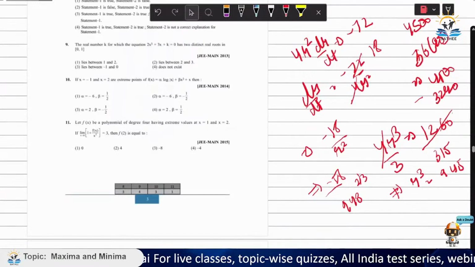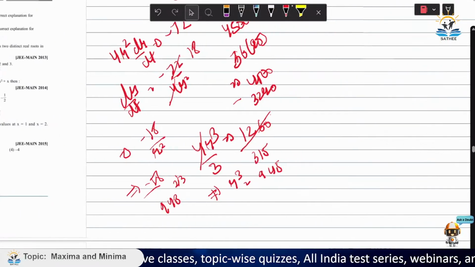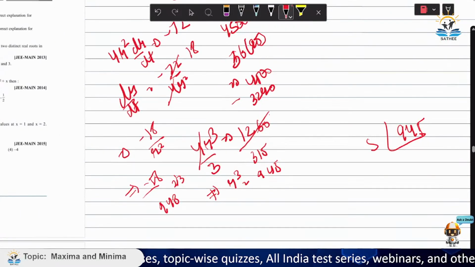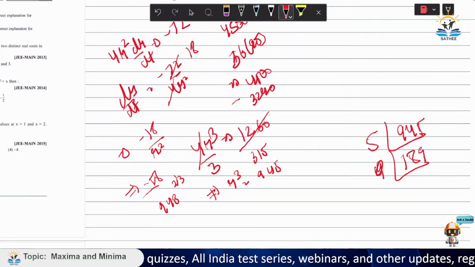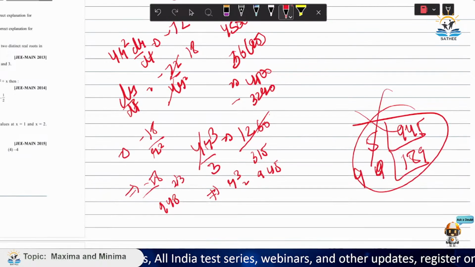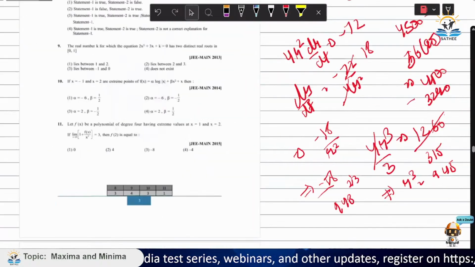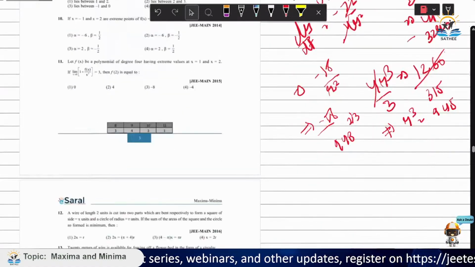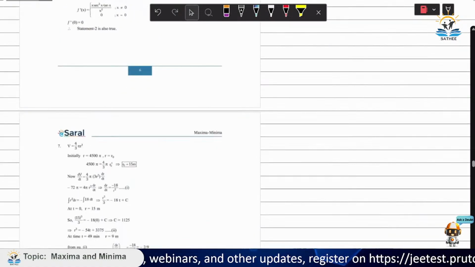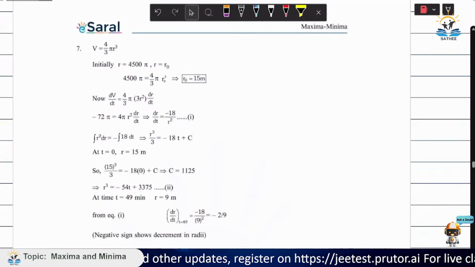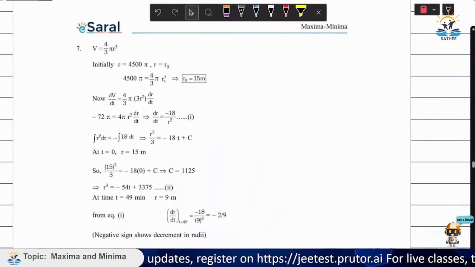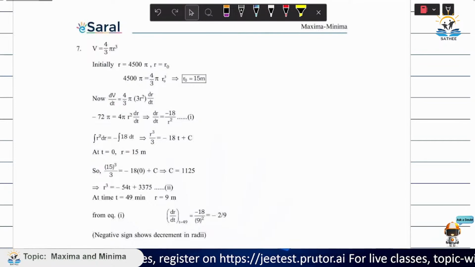Why am I not correct, guys? Let me see. Let's see what is the cube here. 189, 9. Let's take 9. But this is not correct. Let me check out the solution. We have question number 7, right? Okay, this is nice. This is also okay.